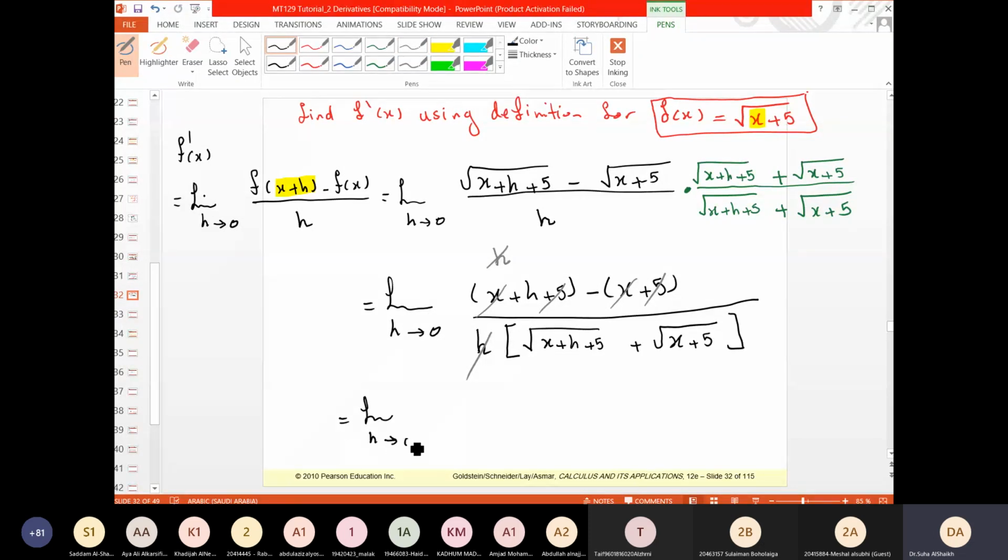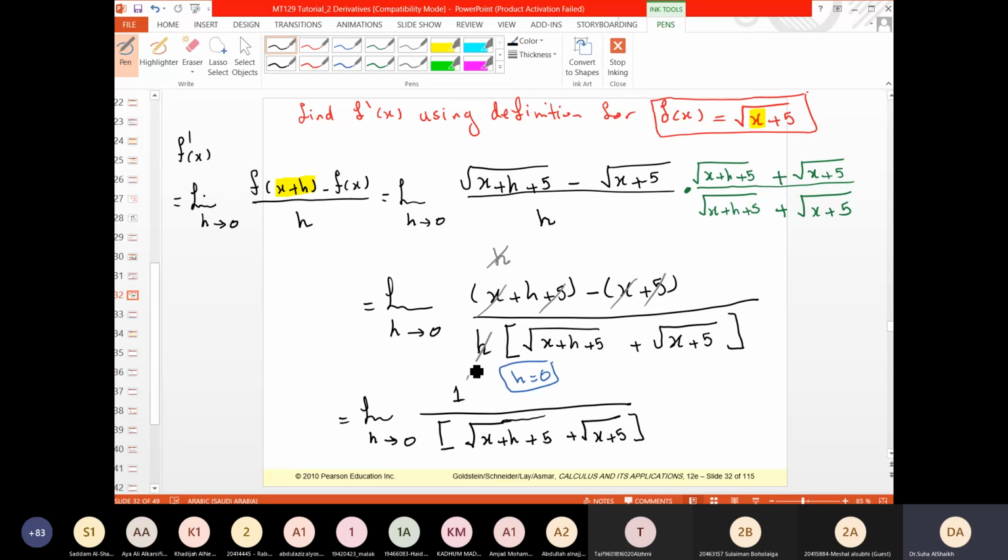What do I remain with? The limit as h goes to 0. The top all cancels, so I remain with 1. And down there I have the root of x plus h plus 5 plus the root of x plus 5. What's the next step? Now I'm ready to substitute with h equals 0, yes, I'm ready.